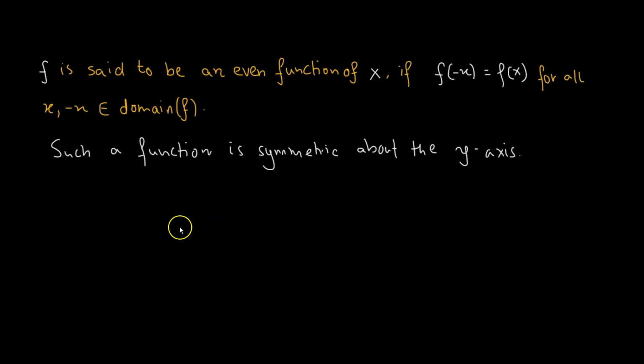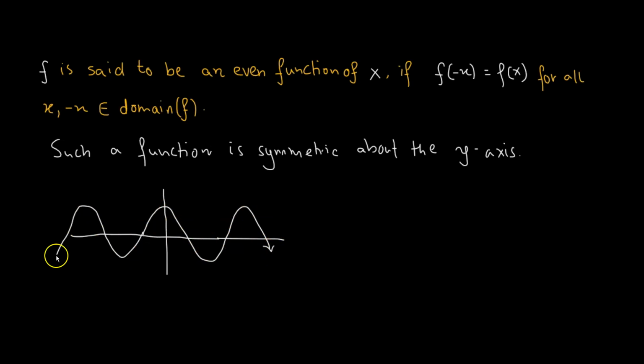Let's take the graph of our cosine function. So this is our cosine function. Here we see that if we consider a mirror lying on the y-axis, then we can immediately see that the right hand side of the graph is exactly equal to the left hand side of the graph. That is, the graph is symmetric about the y-axis, and in that case we can say that our function, which is cosine of x, is an even function.